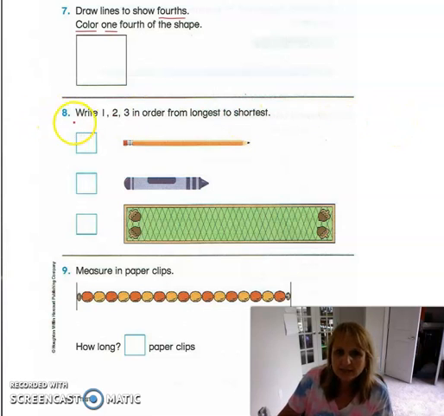Number 8 says write 1, 2, or 3 in order from longest to shortest. So you're going to find the longest, which one of these is the longest, the bookmark, the crayon, or the pencil. You're going to write a number 1 by the longest, then a number 2, and then a number 3 by the shortest.